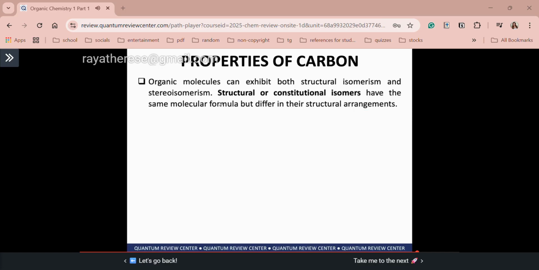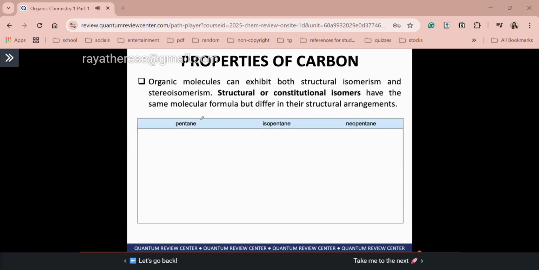Recall, class, how many carbons do we have in the chain of pentane? Even though we have not covered nomenclature yet, I hope you are familiar with pentane. We have a 5-carbon saturated organic compound. Let's check. For pentane, we have 2 distinct structural or constitutional isomers. Again, due to their different types of branching, we have isopentane and neopentane.